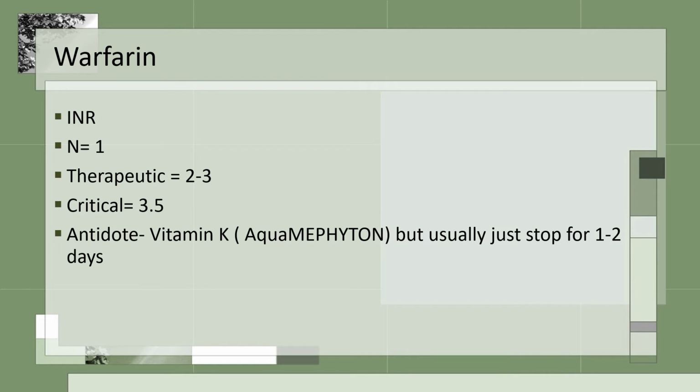Warfarin or Coumadin is cheap and still used as an anticoagulant. INR normal is 1, therapeutic is 2 to 3, and critical is greater than 3.5. The antidote is vitamin K. Often they just stop it for 1 to 2 days, but vitamin K is given for emergencies or if it's critically high, and often it is given before surgery so patients can have emergency surgery.